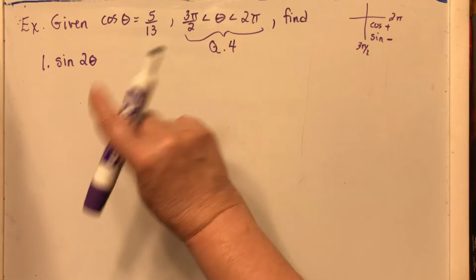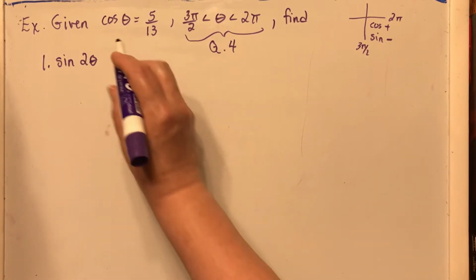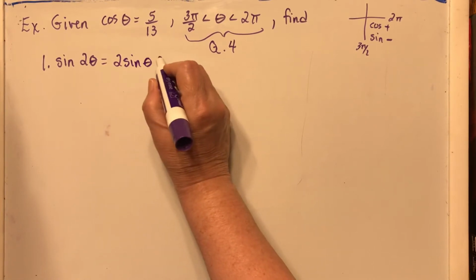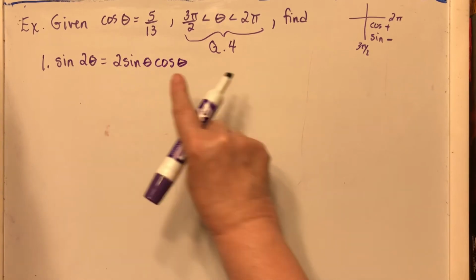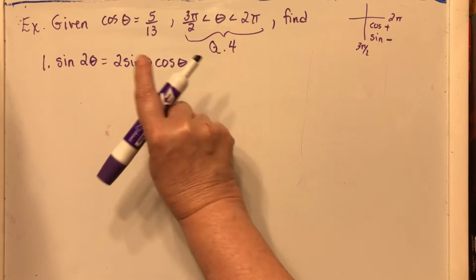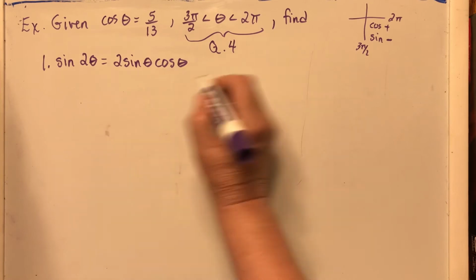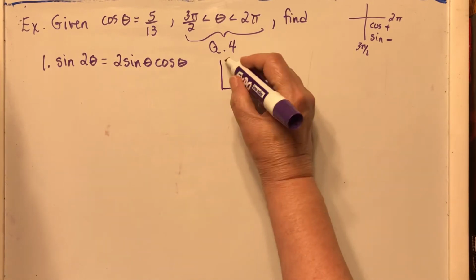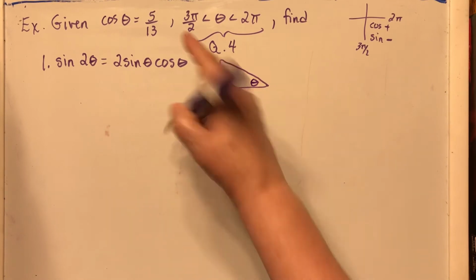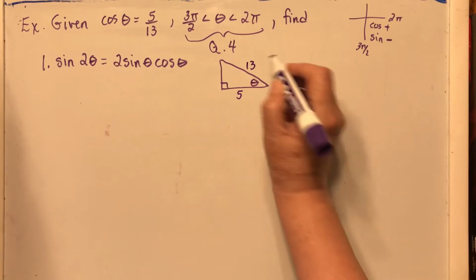All right, so just like we did on some examples we did last week, we know the cosine of theta. The sine of 2 theta, the formula for that is 2 times the sine of theta times the cosine of theta. Well, we know the cosine of theta, that's given. What we don't know is the sine of theta. But just like what we did last week, we can draw a triangle for theta. I think I'll do it over here. All right, so here's my theta. The cosine, they tell us, is 5 over 13, and cosine is adjacent over hypotenuse.